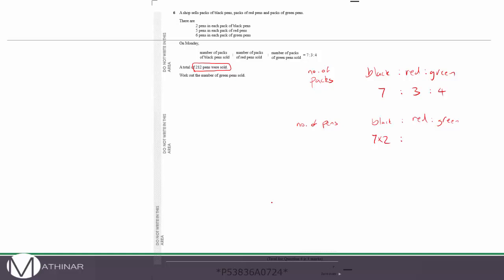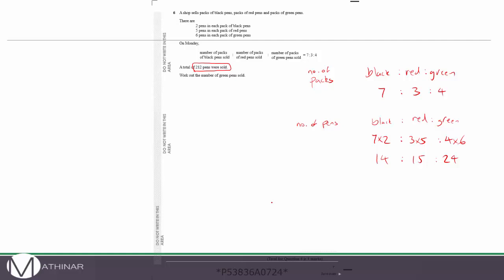The red pack, which there are 3 of, has 5 pens in each pack, so we do 3 times 5. And then the green pack contains 6, so that's going to be 4 times 6. So if we work these out, that gives us 14, 15, 24. So that's now the correct ratio of the number of pens. Now what do these add up to?